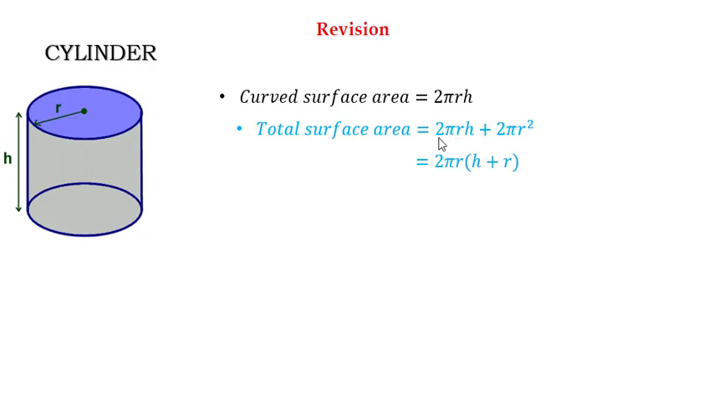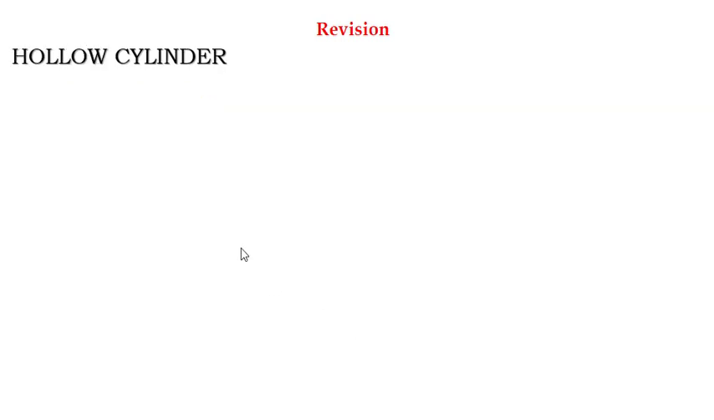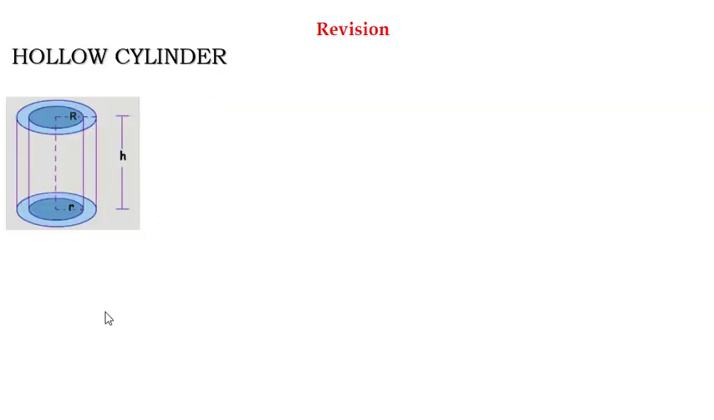I can take this 2 pi r common. So when I take 2 pi r common, I have 2 pi r in bracket (h plus r). And volume is pi r square into h. Now pi r square is again the base area multiplied by height. So curved surface area we can say is base perimeter into height, and volume we can say is base area multiplied by height. Hollow cylinder. This is hollow cylinder. Hollow cylinder is what? You can see this diagram will clearly indicate how the hollow cylinder looks like.